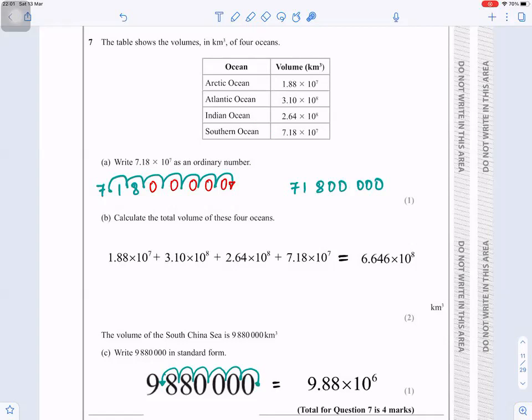The volume of the South China Sea is 9,880,000 kilometers cubed. Write 9,880,000 in standard form. Standard form has to be a number between 1 and 10 times 10 to the something. So imagine you count decimal places 1, 2, 3, 4, 5, 6. So the decimal point goes after the first number. So it's 9.88. Ignore the zeros after that. Times 10 to the power 6 because there's 1, 2, 3, 4, 5, 6. So 9.88 times 10 to the power of 6.